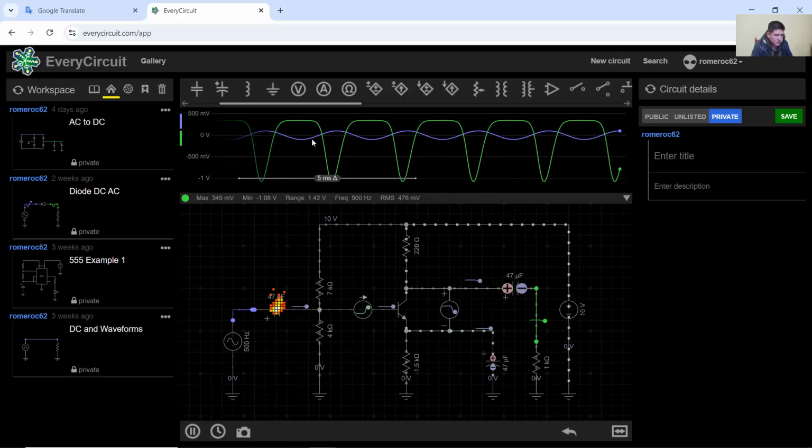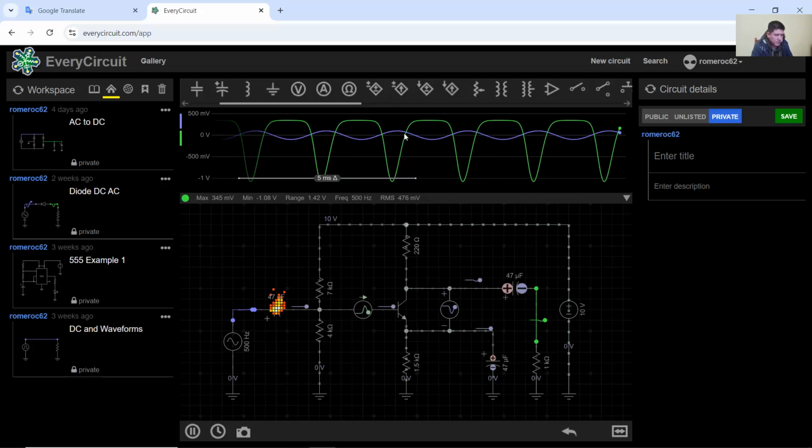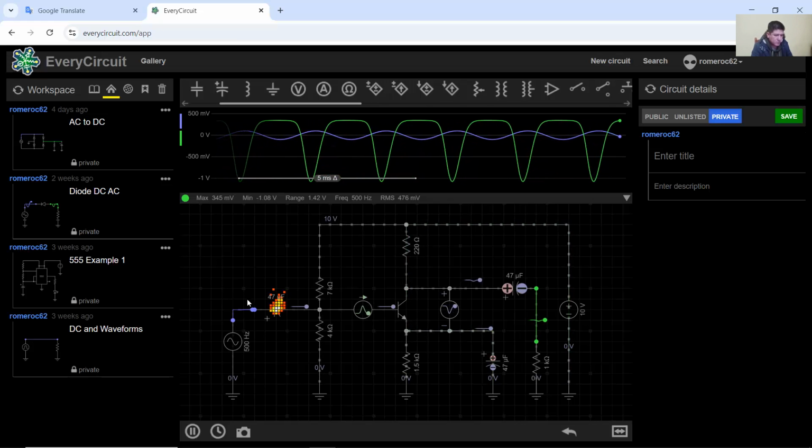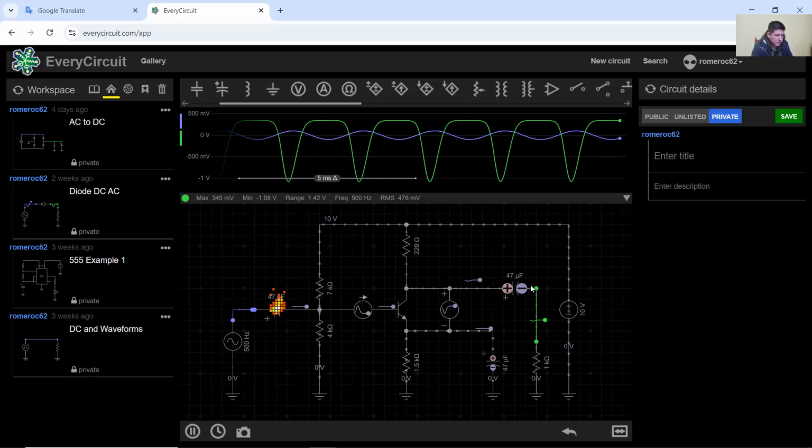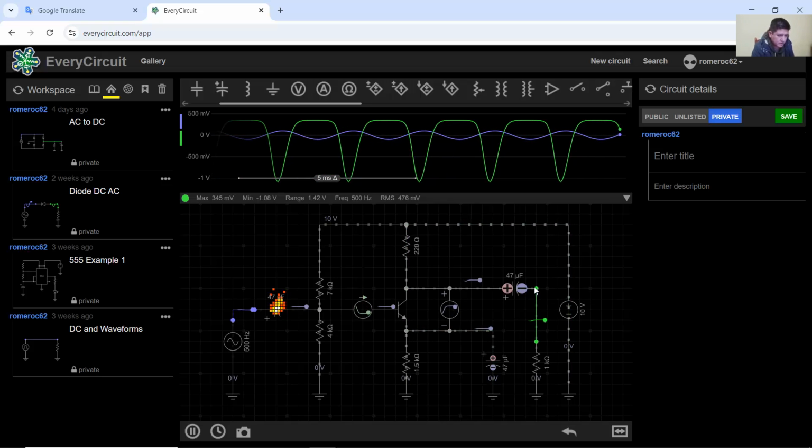The wave in blue is the input. The wave in green is the output.